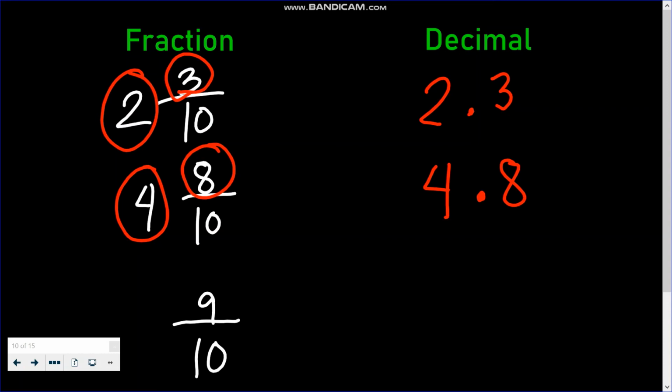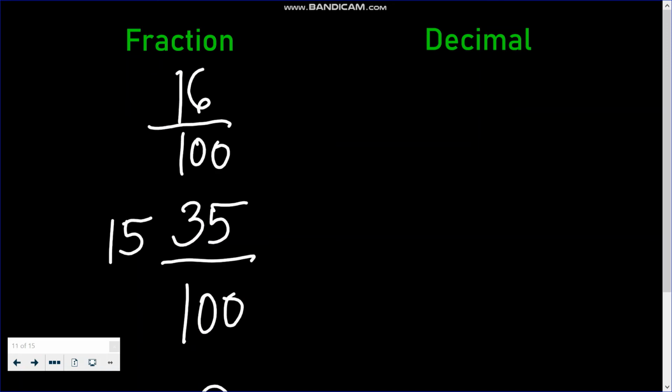Now, let's have the next example. There is no whole number, so we have to write 0. If there is no whole number, we have to write 0, and then let's get the numerator, which is 9. So we have 0.9, or 9/10. Next, we have 16/100, 16 over 100. We don't have any whole number here, so we will write 0. And then let's get the numerator, which is 16. So that is 16/100ths.